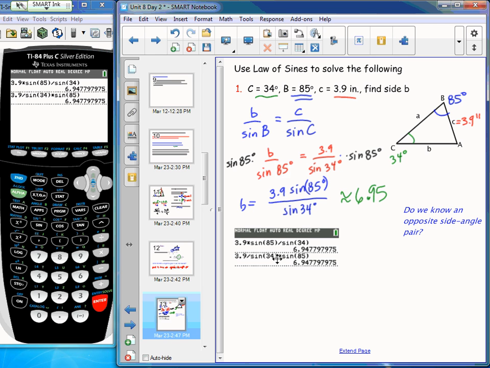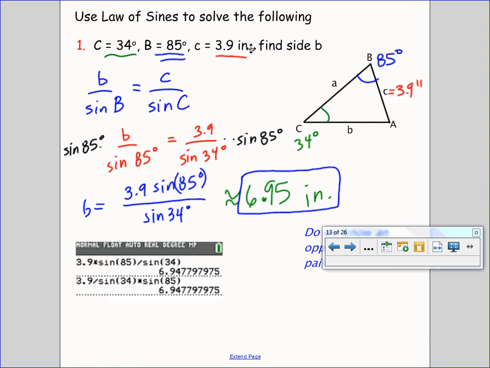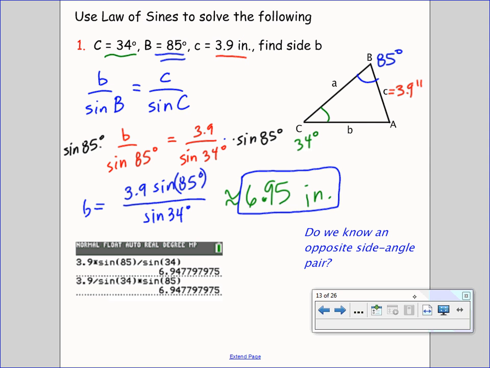And what label would we use on that 6.95? Right? What label would we use? Blake? Inches, it looks like. Inches? Good job. Well, that was pretty quick. What questions do you have about that first one? So the key was having that opposite side angle pairing.